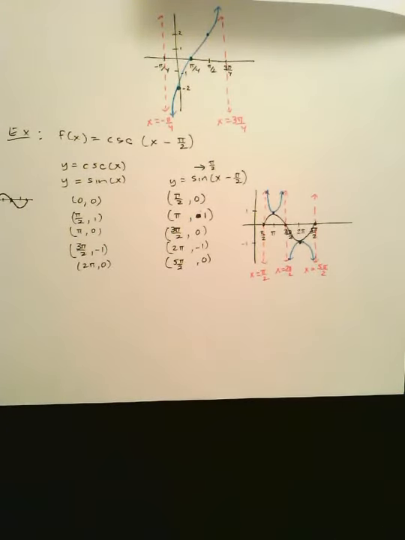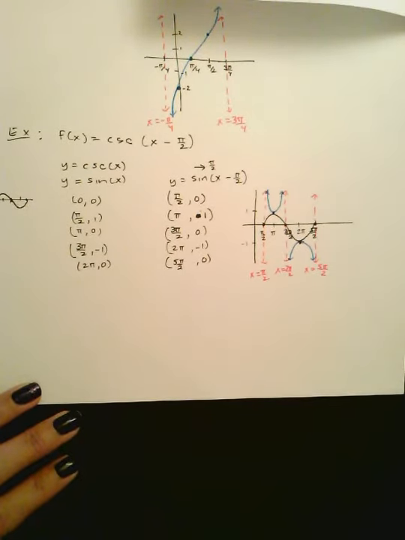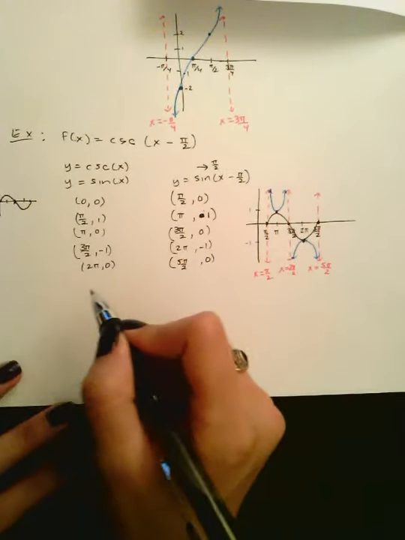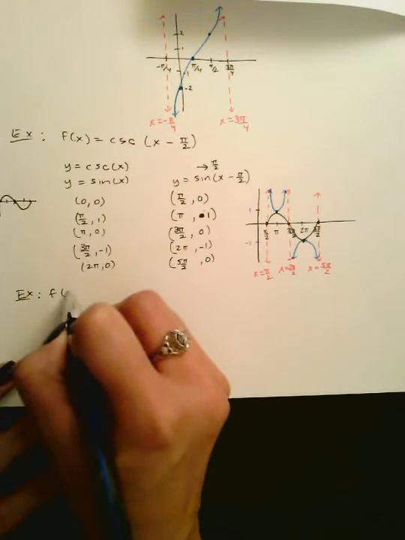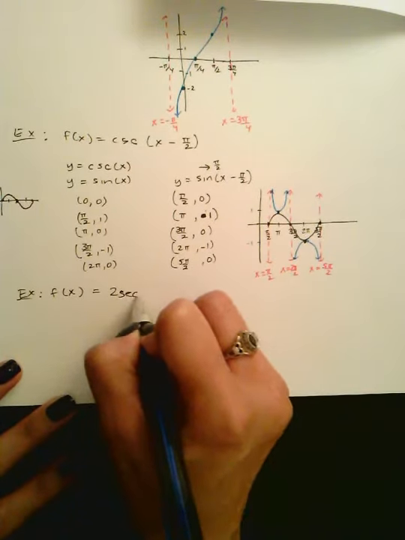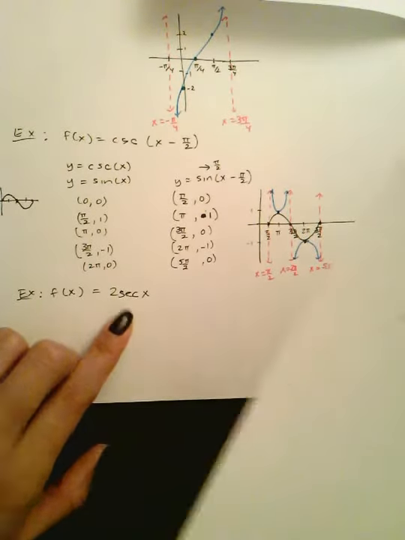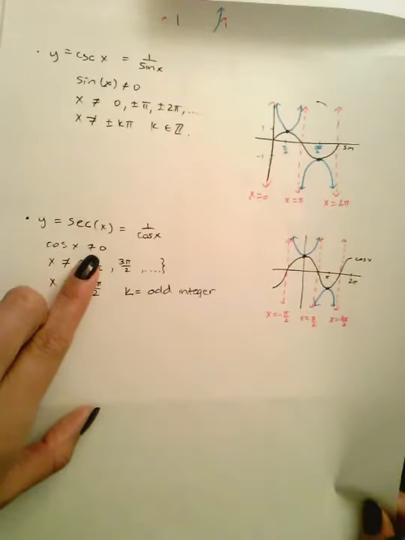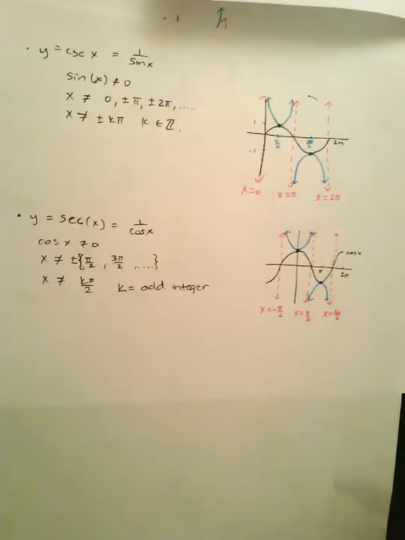So let's go ahead and do one last function. f of x equals 2 times secant of x. So this is a pretty simple transformation. Again, f of x equals 2 secant of x. And for 2 secant of x, the only difference between this one and the original secant of x is that we're going to take this function and we're going to have a stretch on the y's.